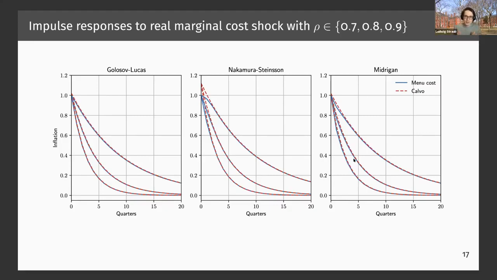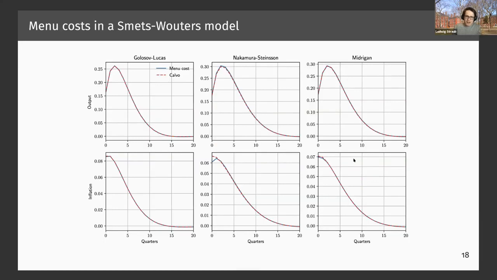basically all I need to know is what is the approximating Calvo model, and I can throw that into my preferred model. For example, here we do this for a Smets and Wouters model. I can throw that into the Smets and Wouters model, and then I would have, in this case, the first Smets and Wouters model that actually has menu cost pricing in it.